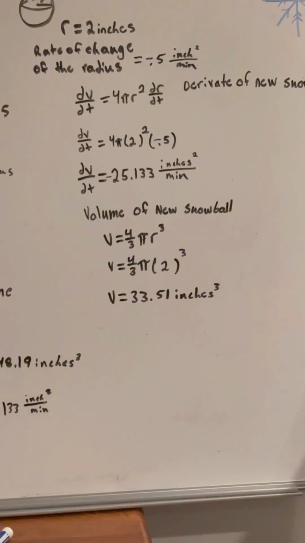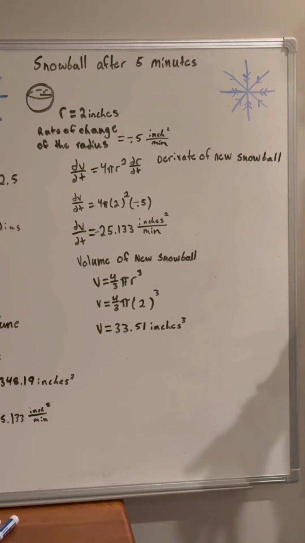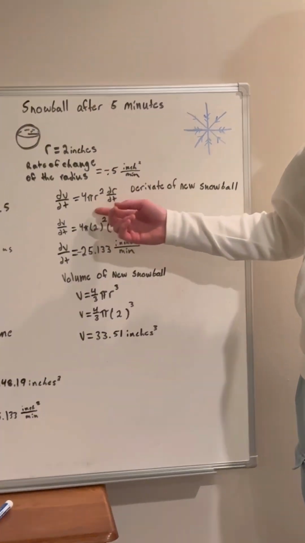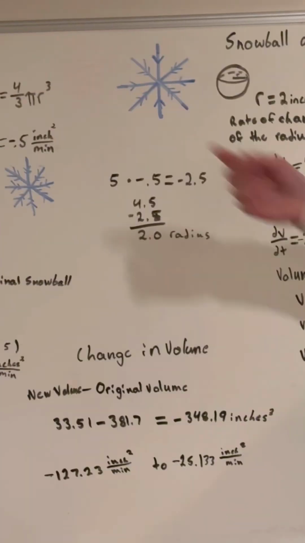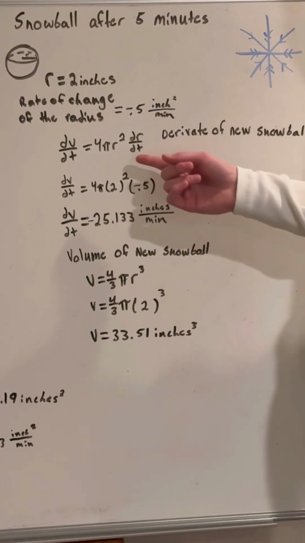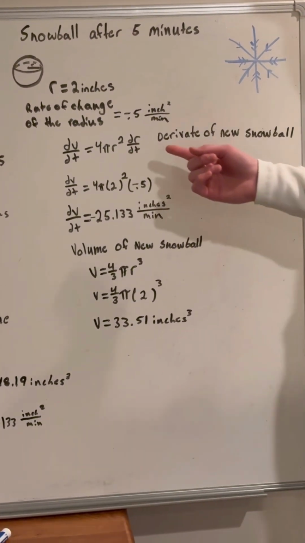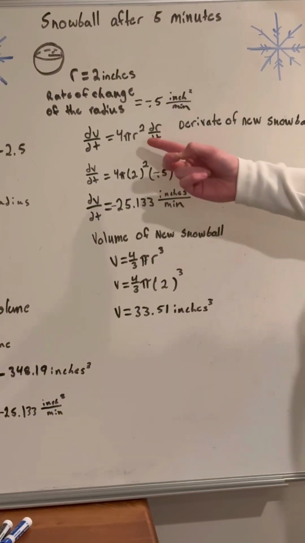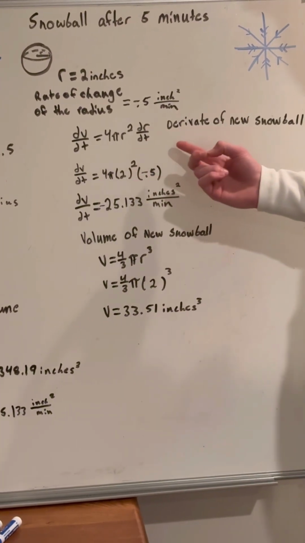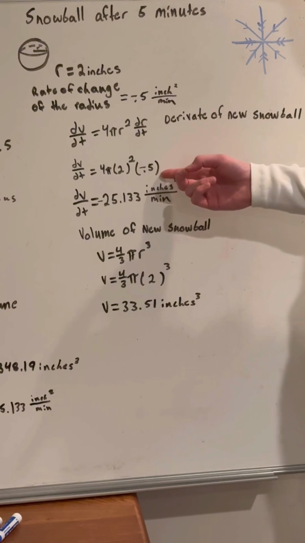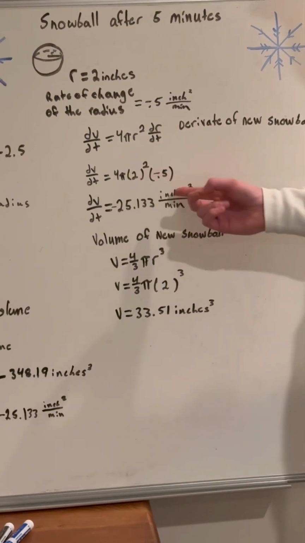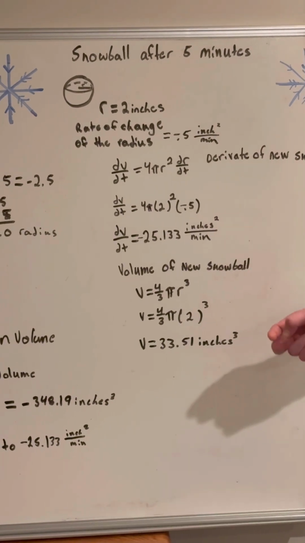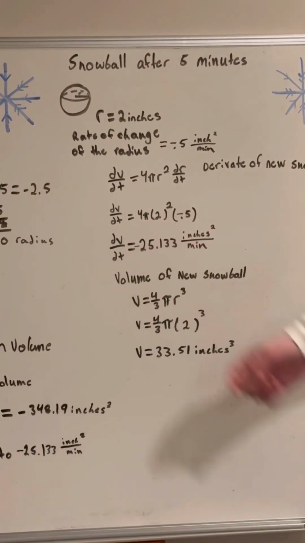He then, to determine the new rate of change, because he figures that there must be a new one if there is some snow left, finds the derivative of our original volume equation again, 4/3 pi r cubed, and gets 4 pi r squared dr over dt equals dv over dt. Then he plugs in his value for radius and his change in radius, 2 and negative 0.5, and calculates all that out to be 25.133 inches squared per minute. And that becomes his new change in volume.